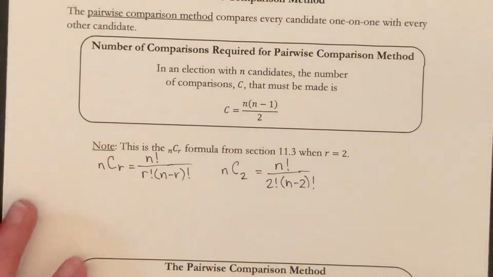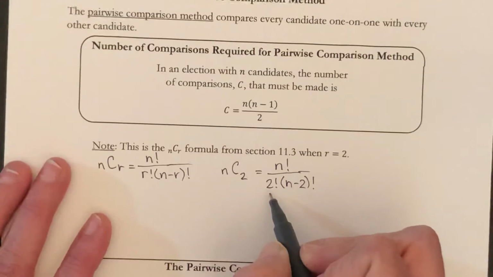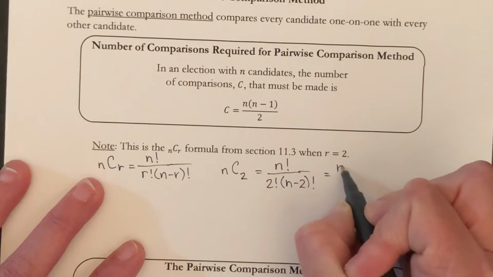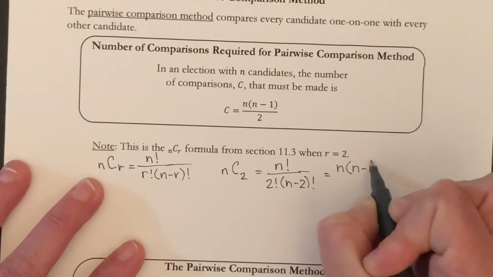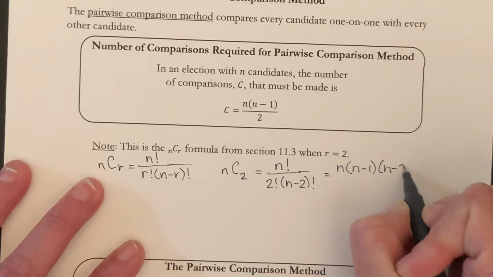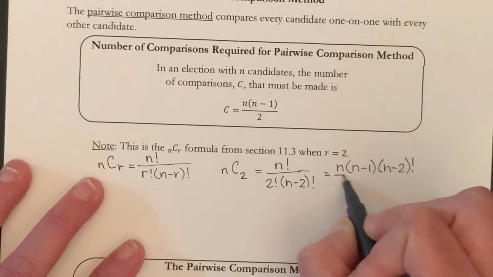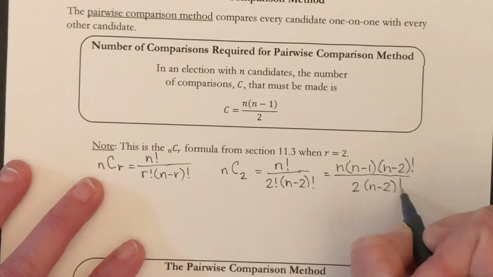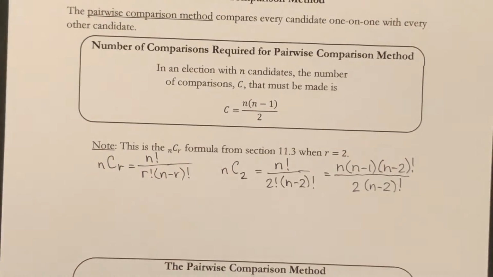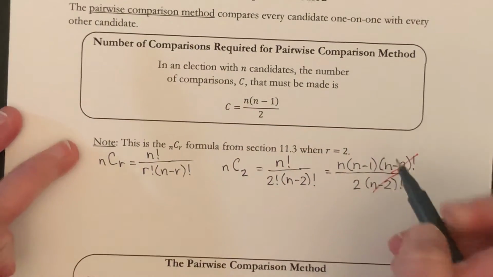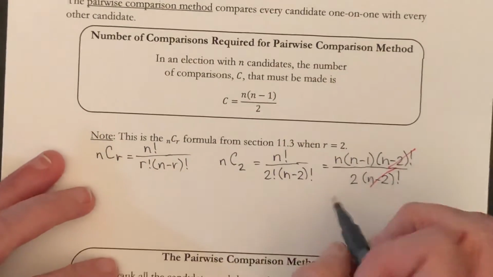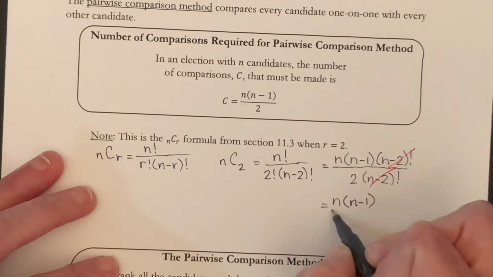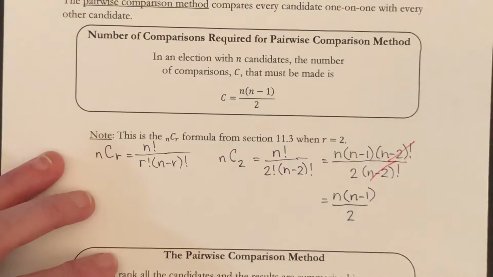Okay, and I'm going to simplify this. 2 factorial is just 2 times 1, so it's 2. N factorial is n times n minus 1 times n minus 2 factorial, over 2 times n minus 2 factorial. And then these cancel out, and you have this formula. So I just wanted to show you that this formula isn't magic. You already knew how to do it.